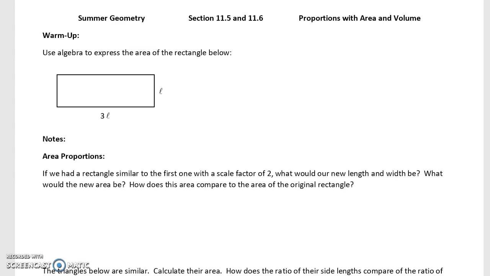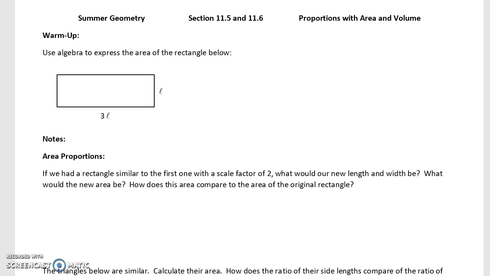In lessons 11.5 and 11.6, we're going to be looking at what happens when we have proportional shapes and we look at their areas and volumes. So how are their areas and volumes related if the shapes themselves are proportional? That's what we're going to investigate.